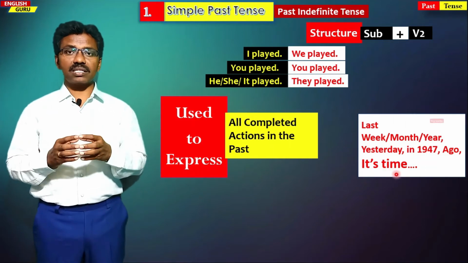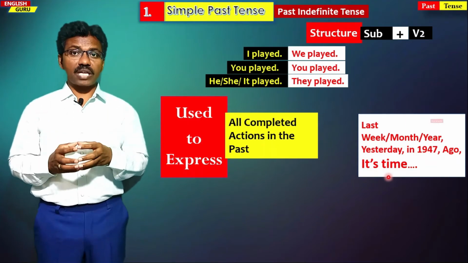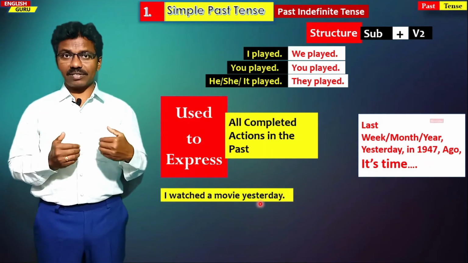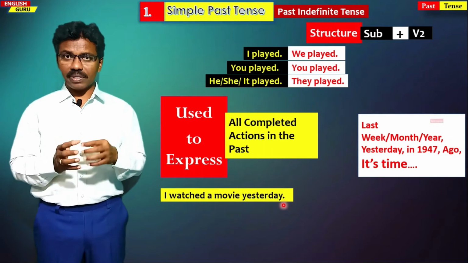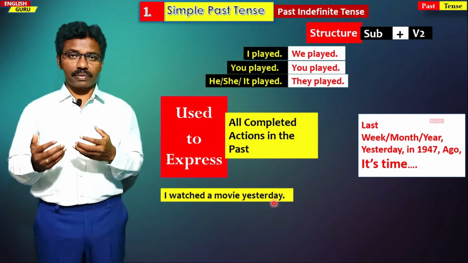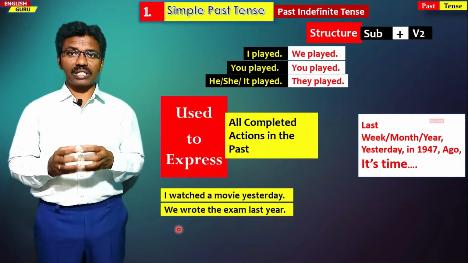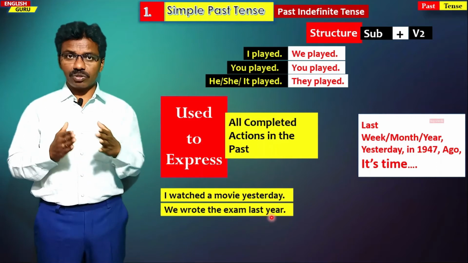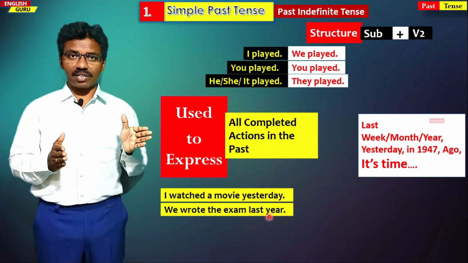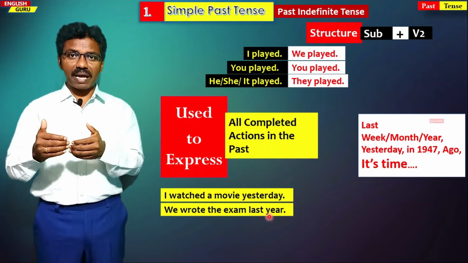Let us see some examples of simple past tense. The first one is I watched a movie yesterday. So this action was completed yesterday. So yesterday is the past. Yesterday is a keyword, right? So it's in simple past tense. And the next one is we wrote the exam last year. So this exam was completed last year, not this year. So it was a past action. So it is in simple past tense.